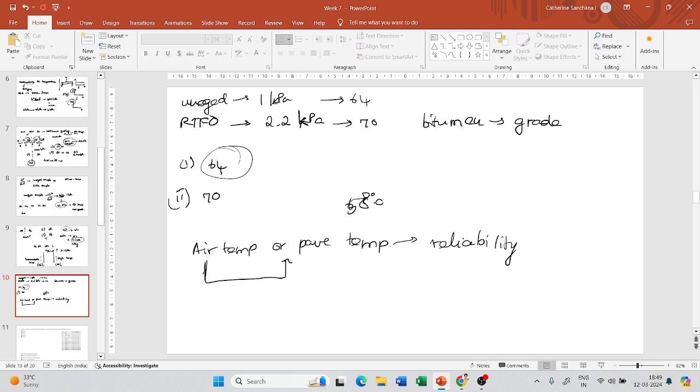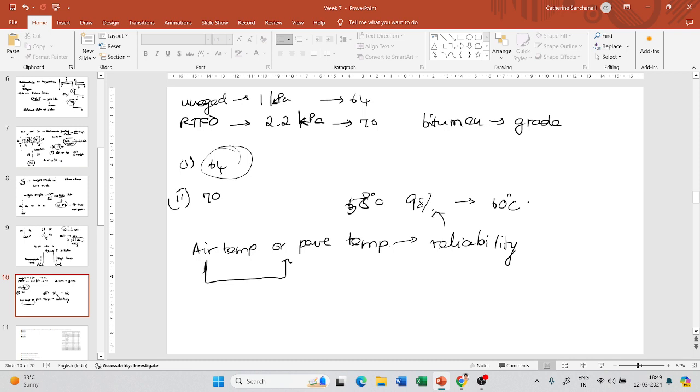So in order to account for that, instead of saying that my PG is 58 degrees Celsius, if I want a 98% reliability, let us say, when I give a 98% reliability, let us say my value is 60 degrees Celsius. Now I know that the pavement temperature is 60 degrees Celsius.